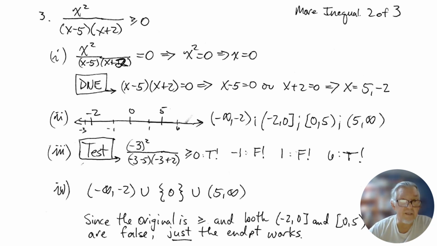And then I test, and here I've just put down, just for me, my little test values, like -3 for the first interval, -1 for the second, 1 for the third, and 6 for the last interval. So I plug in, just take these, put them into the original inequality, and see, do these numbers work in the original inequality, true or false? And they work, true. -1, plug it in, doesn't work. 1, doesn't work. 6, yep, that works.